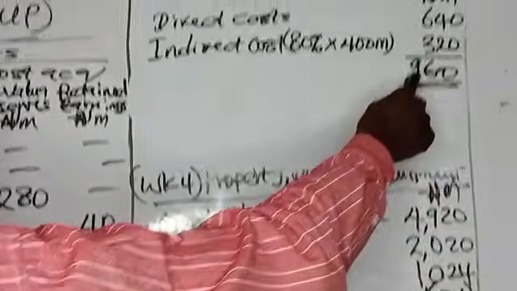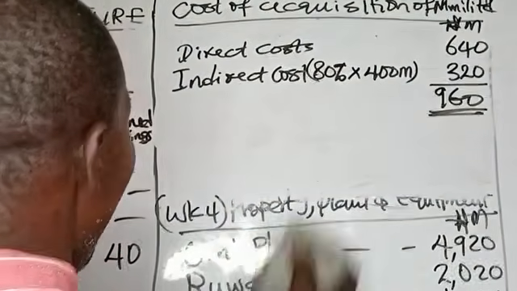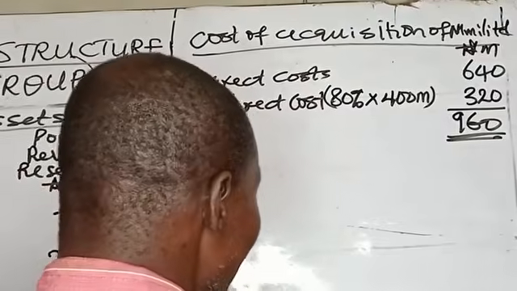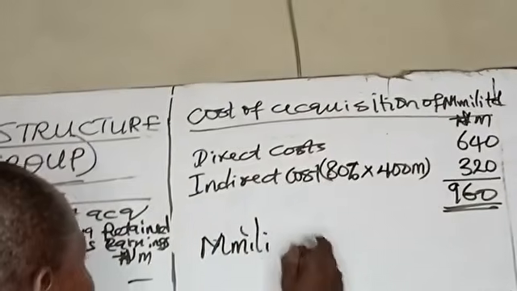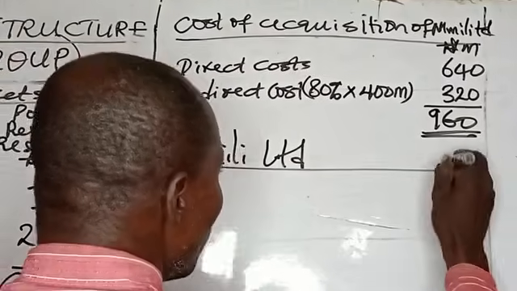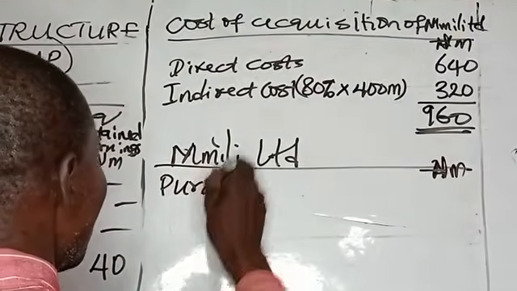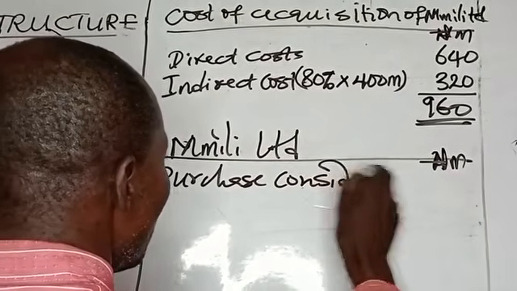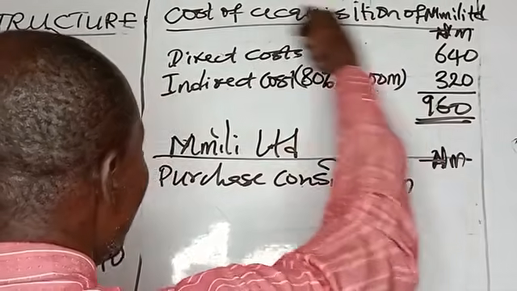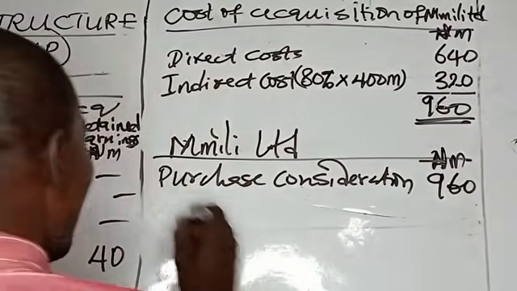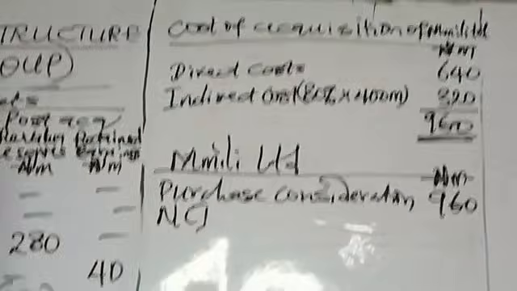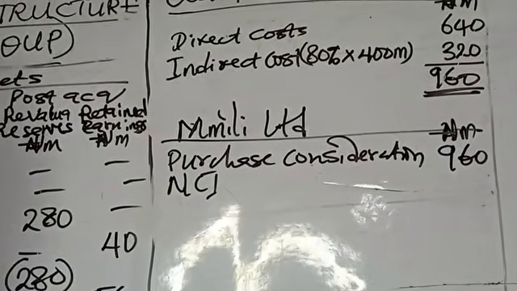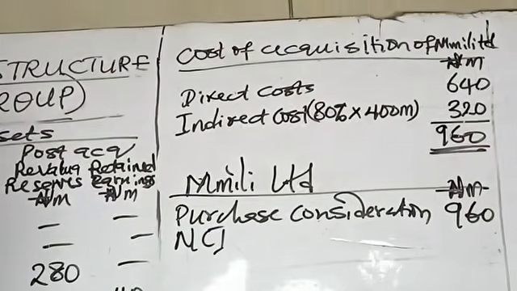Remember, we have calculated the consideration paid earlier on acquisition of Mili Limited. We said we have direct cost and indirect cost. So, that of Mili Limited. We have purchase consideration, which is 960 as calculated earlier. We have the NCI. Remember, our NCI was 40%.